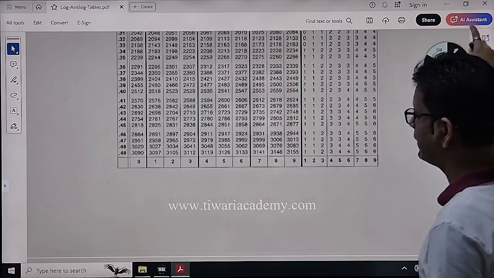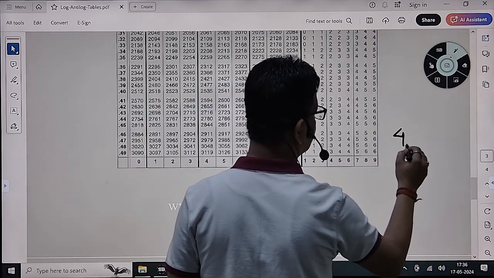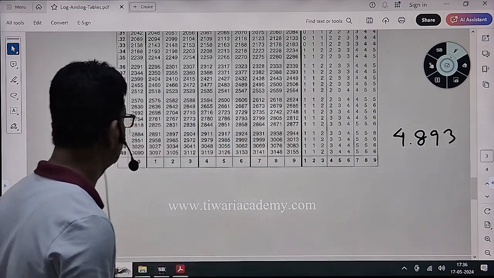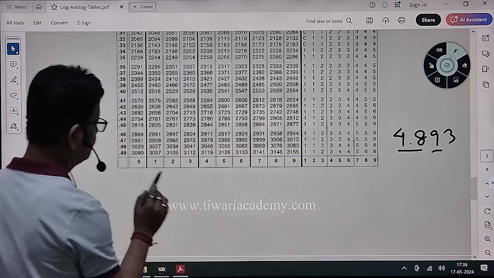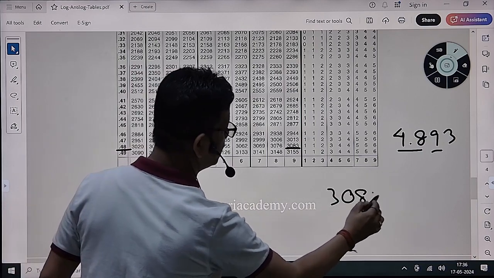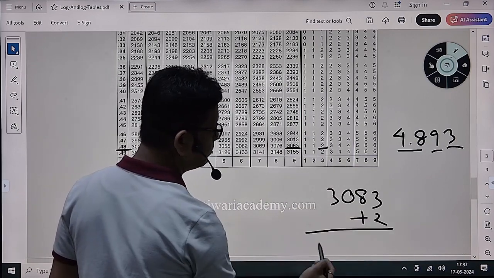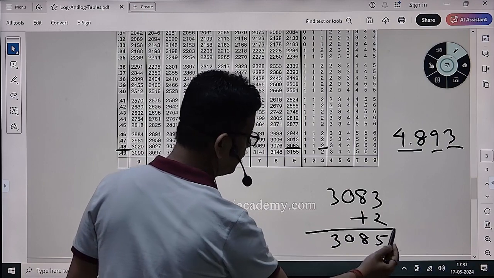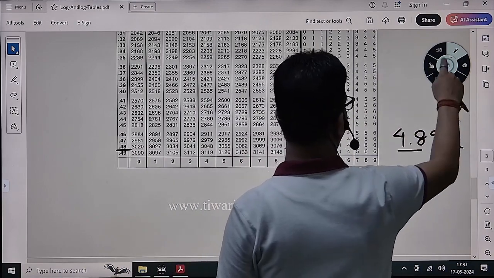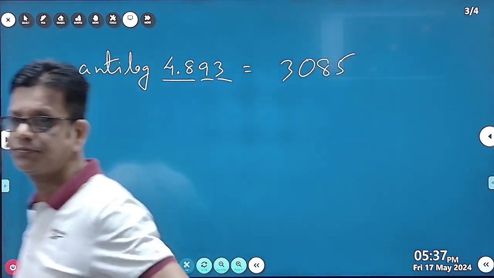Now 48. So first you set a number, 48, 4.8, 893. So ignore the decimal. So you see 48, 9. 48, 9 is this one. How much? 3083. Then go to the mean difference. 3. How much? 2. So exactly the same. Add it now. So 3085. So note the number 3085. Done now? So this part is similar. Now if I go to the table, 3085. So I got it, 3085. Now try to understand the characteristic part.